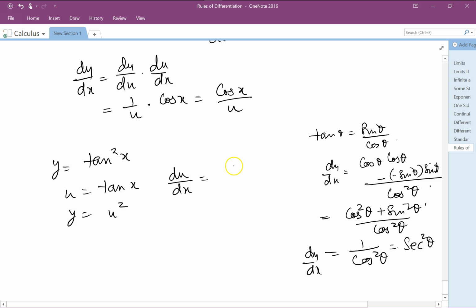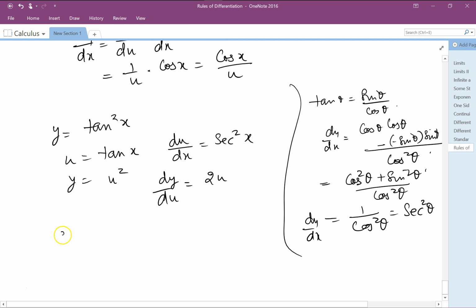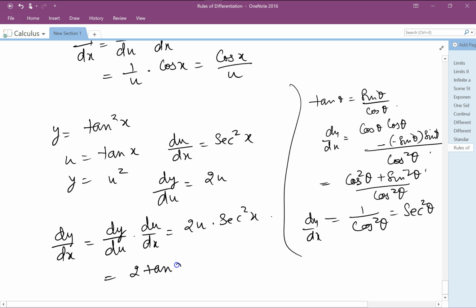So du by dx here in our main problem would be sec square x. Dy by du would be 2u. Yes. So dy by dx is equal to dy by du times du by dx, which is 2u times sec square x. And finally substitute u. So 2 tan x sec square x.